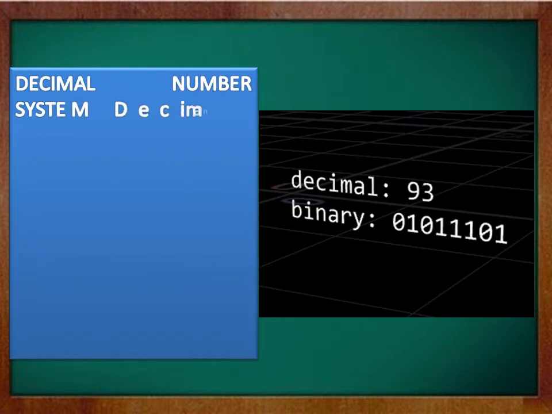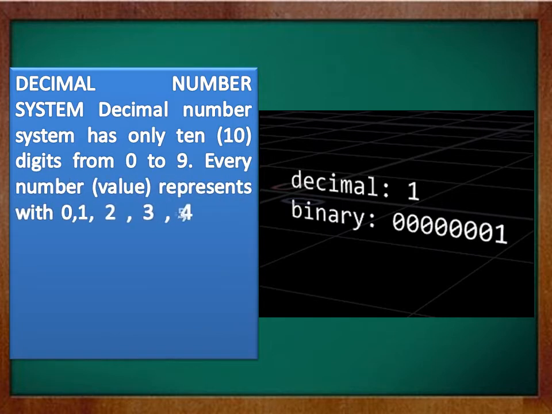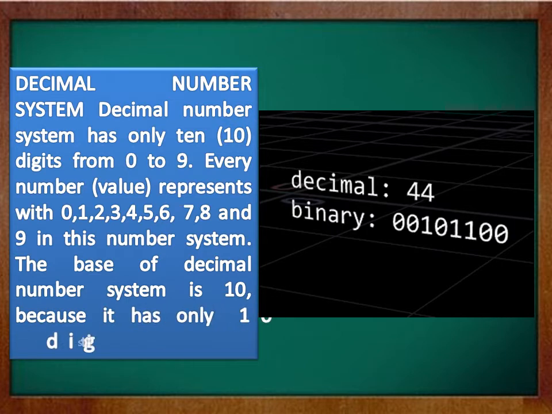Decimal number system. Decimal number system has only 10 digits from 0 to 9. Every number value is represented with 0, 1, 2, 3, 4, 5, 6, 7, 8, and 9. In this number system, the base of decimal number system is 10, because it has only 10 digits.